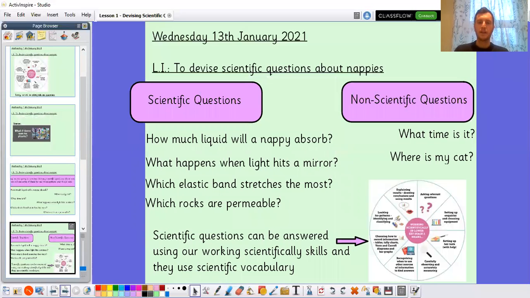Let's look at those questions together. So the scientific questions from all of those were: how much liquid will a nappy absorb? What happens when light hits a mirror? Which elastic band stretches the most? And which rocks are permeable? The non-scientific questions there were: what time is it? And where is my cat? And again, scientific questions can be answered using our working scientifically skills, like I suggested, and they also have scientific vocabulary like permeable, liquid, light, those sorts of words.